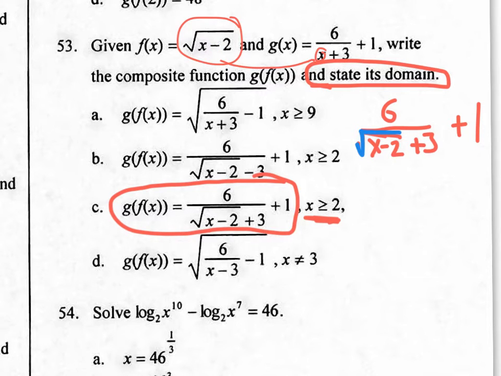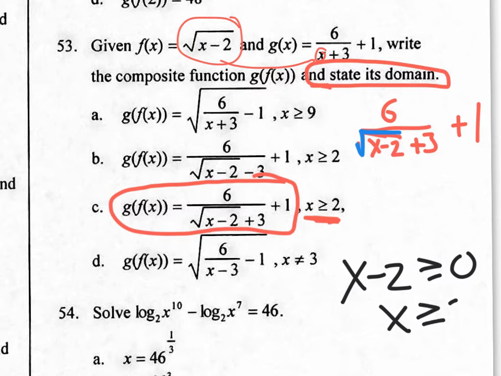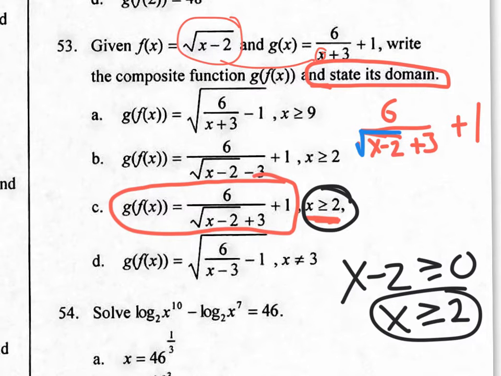Or you could think of it the way I recommend you think of it. x minus 2, let me write this right here on the side. x minus 2 has to be greater than or equal to 0. And when you solve it, x has to be greater than or equal to 2. Okay? So that's what this is talking about. It's talking about the domain. Now, you didn't even have to work out that domain because this is the only one that has f of x plugged into the g of x function.